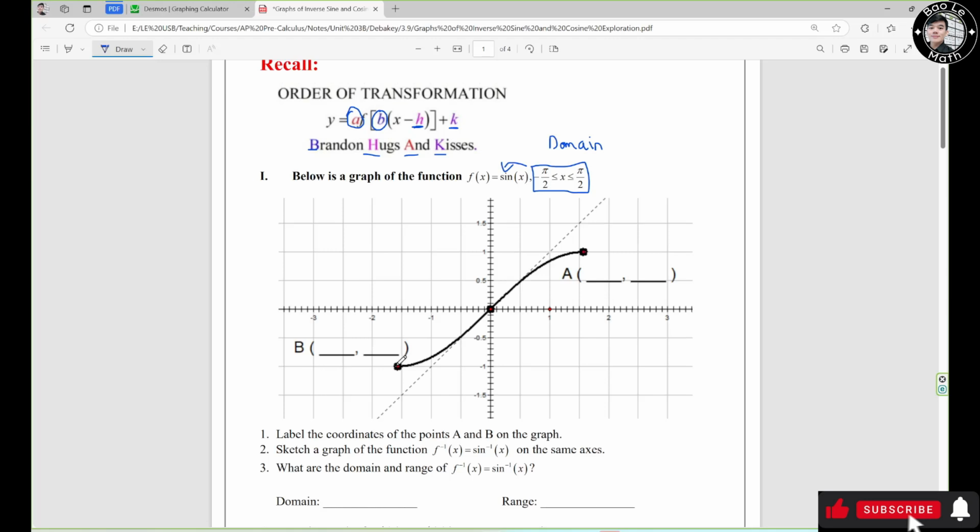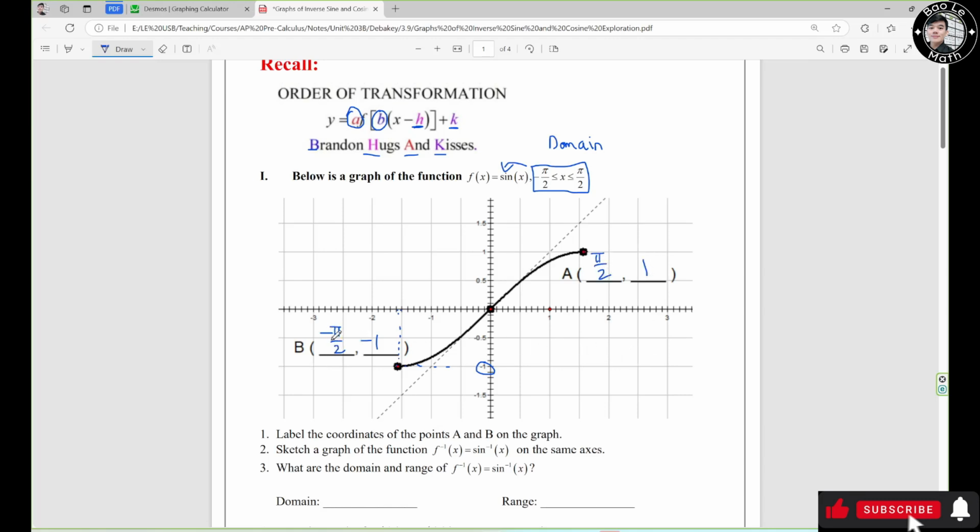So point A right here is going to be negative pi over 2, right? We got it right here, negative pi over 2. Remember, pi is 3.14, right? So 3.14 divided by 2 is approximately 1.57, so it's going to be right here. And the y value should be negative 1. And this one is going to be pi over 2 and 1, right?